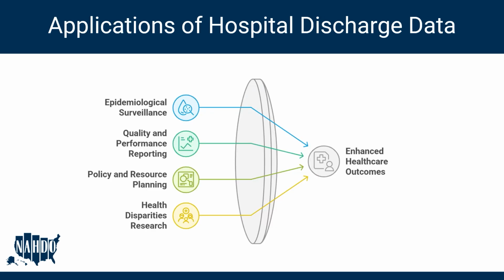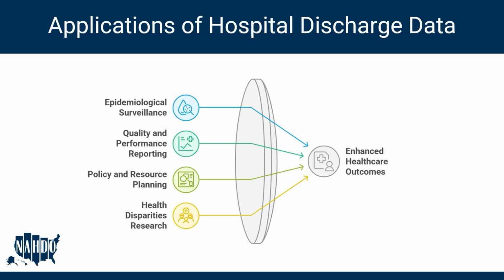Let's review some important applications of hospital discharge data. First, epidemiological surveillance. Because HDD can provide population-level insights, it plays a crucial role in epidemiological surveillance. It can be used to help track infectious disease and outbreaks, monitor trends in hospitalizations, identify public health threats, and assess the burden of chronic conditions. This can help inform and evaluate needed public health interventions.